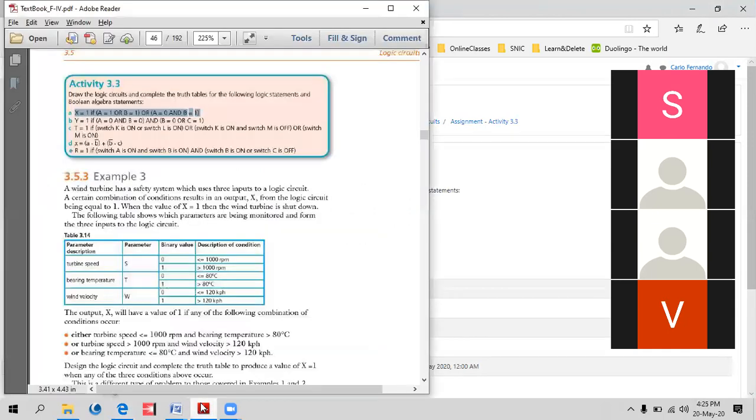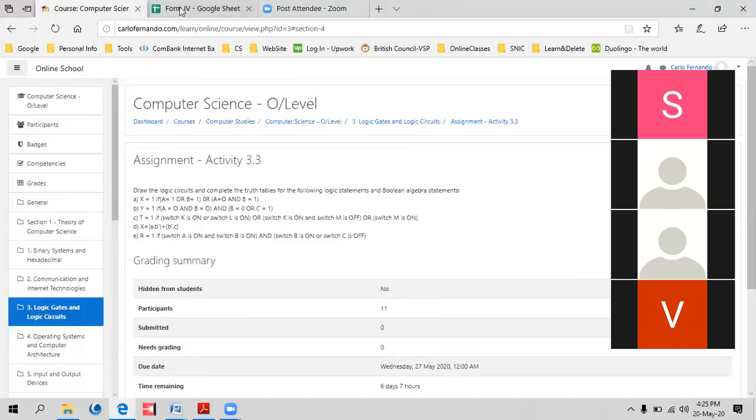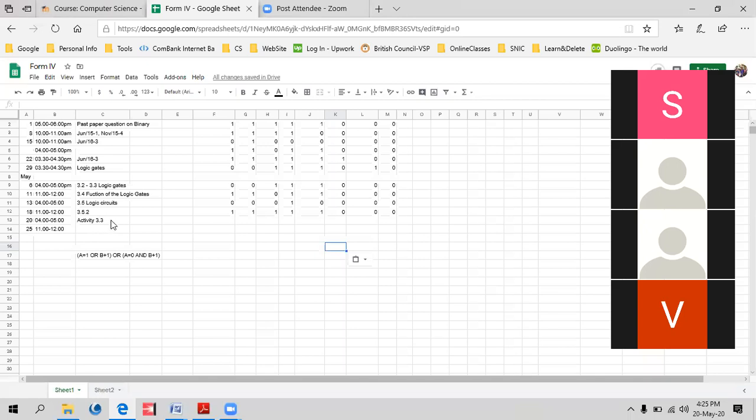Then we'll go to, so today we'll start 3.5.3. Activity 3.3 as well as 3.5.3. So that we'll be doing today.